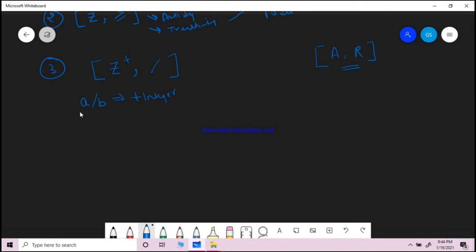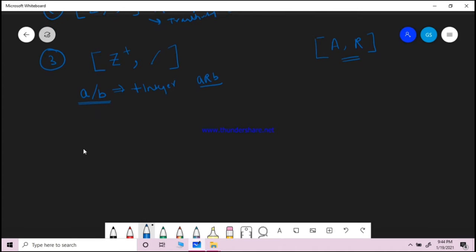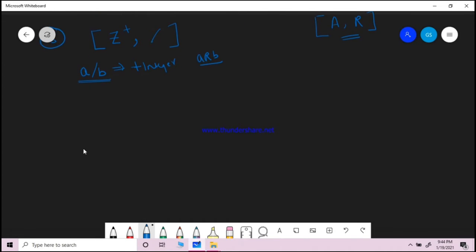So if you are having any A and B in the set and A is related to B, then when you divide, you get a positive integer, and you have to prove that if you are having such a set, then all the three properties are true and this is also a poset. Let's see if this is a poset or not.